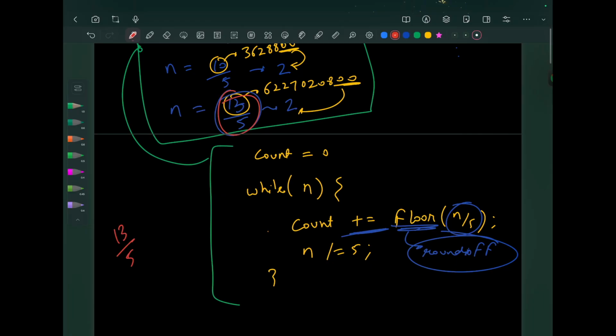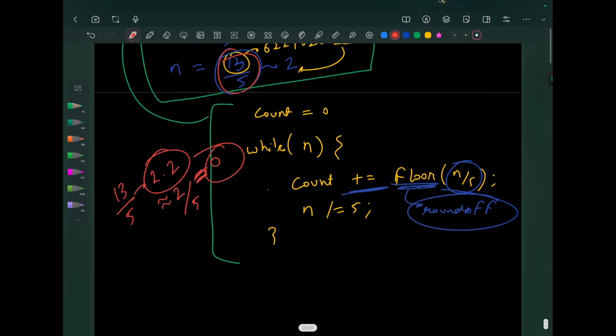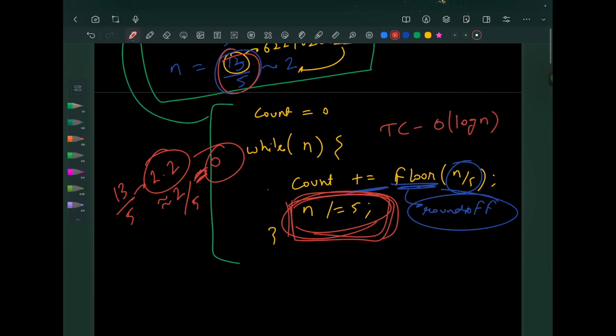13 divided by 5, in one iteration it will divide only once, right? So it will give you 2.6, and doing a floor will round it down and it will become 2, then 2 divided by 5 will become 0, right? So this number of iterations gives me the number of trailing zeros. And after that here we are updating our number. So what will be the time complexity? Here you can see we are dividing our number. If we are dividing, then it will be in terms of log of n. So this is our time complexity for this code.